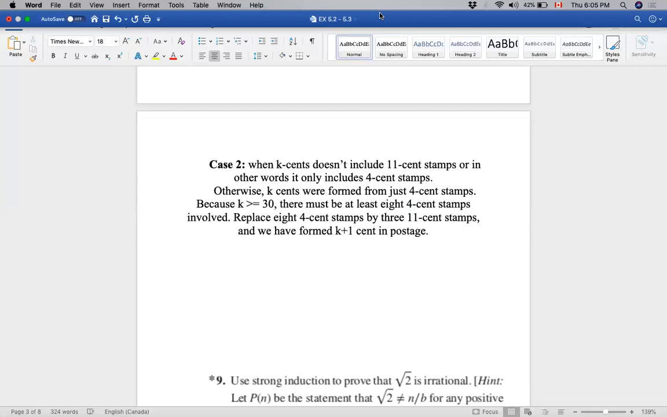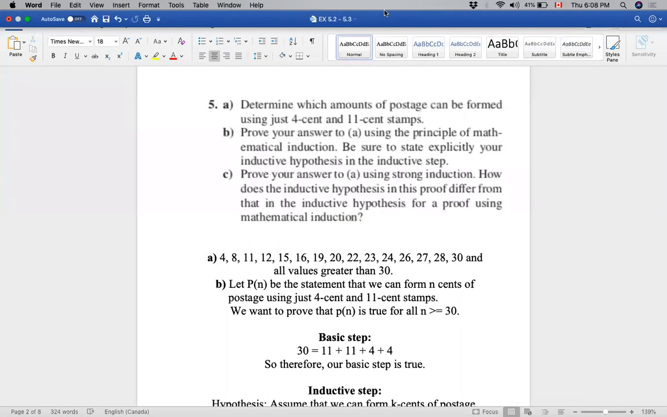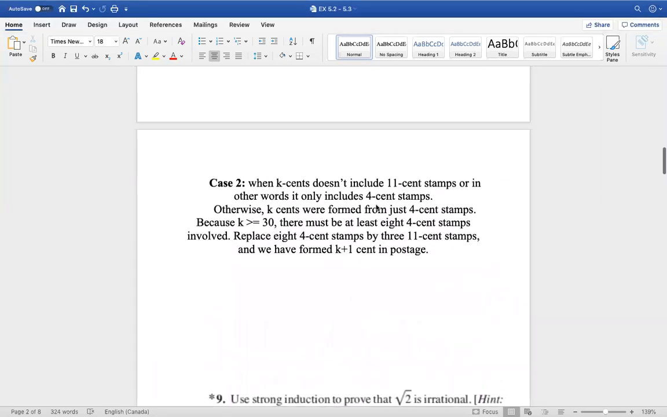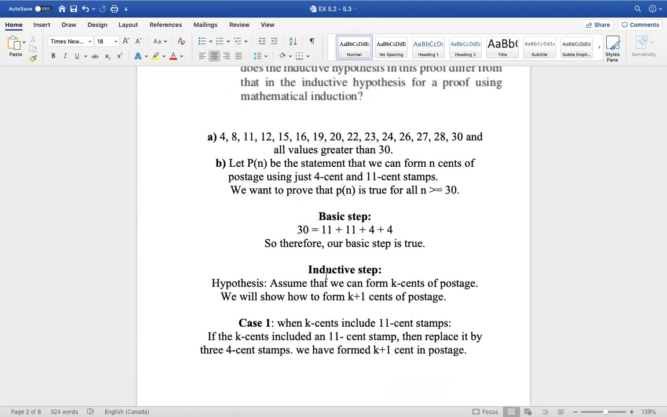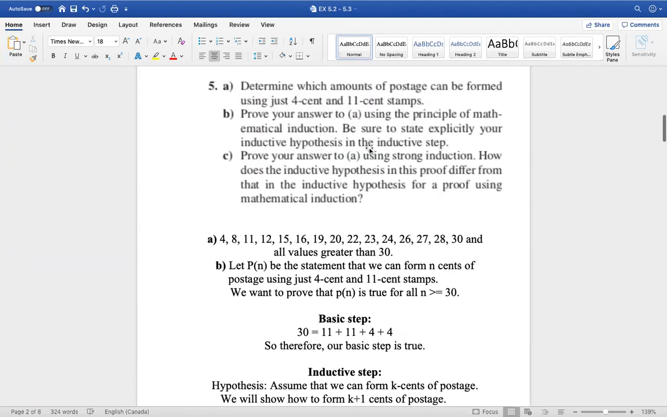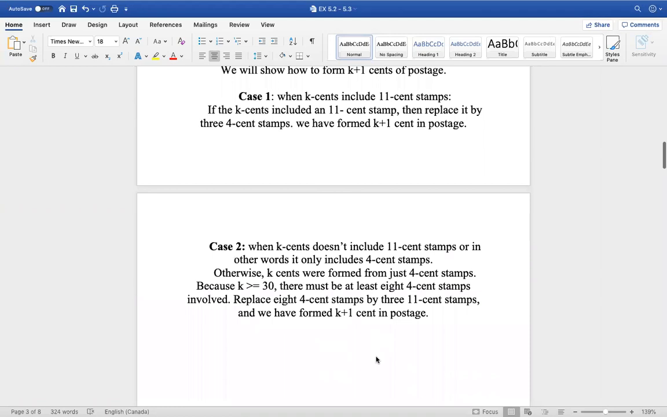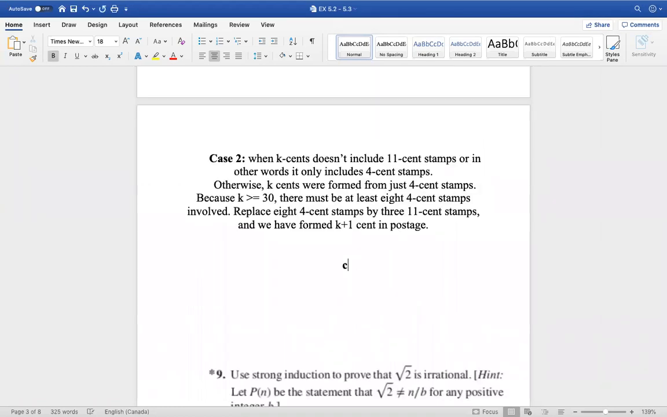In weak induction, we only assume that a particular statement holds at the kth step, while in strong induction, we assume that the particular statement holds at all the steps from the base case to the kth step. So we will see an example of strong induction now. Here we did this step using weak induction, and now we will be moving forward to part C, which is basically using strong induction. So let's do that C part here.